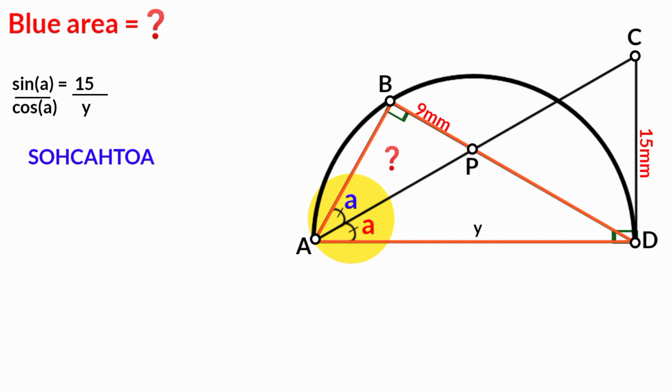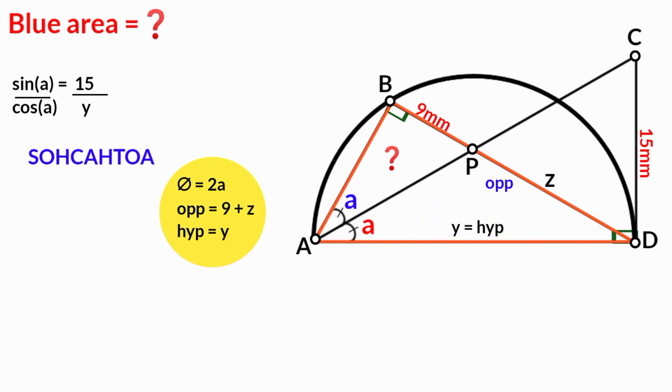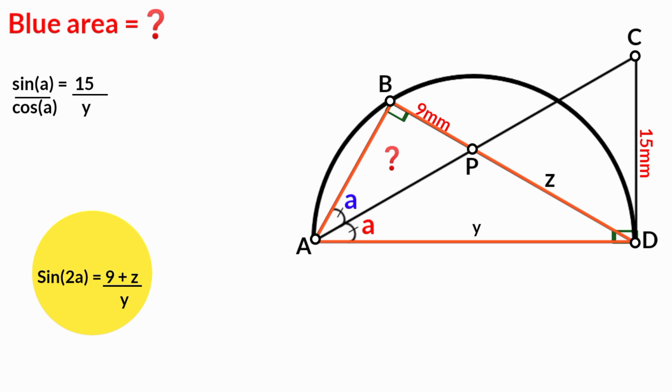Taking this angle as theta, theta equal to A plus A, which is 2A. This side is the opposite. Since this part is 9 millimeters, we label this part Z. So opposite equal to 9 plus Z. And this is the hypotenuse. Therefore, hypotenuse equal to y. From here, sine theta equal to opposite over hypotenuse. Substitute these values here. So sine 2A equal to 9 plus Z over y.